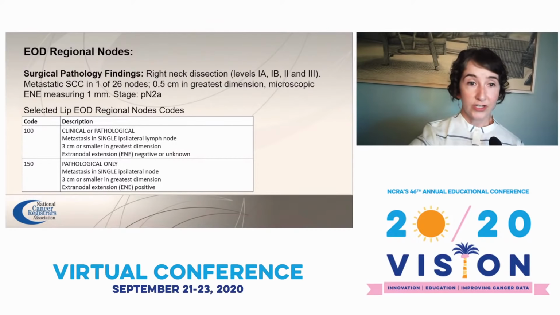For the EOD regional nodes, we have surgical pathology that included a right neck lymph node dissection, and the findings included metastatic squamous cell carcinoma present in 1 of 26 lymph nodes. The metastatic focus was 0.5 centimeter in greatest dimension and showed extranodal extension that was microscopic, measuring 1 millimeter. So EOD regional nodes is coded based on whether the nodal involvement was clinical or pathological, the number of nodes involved, the size of the lymph node metastasis, and the presence of extranodal extension.